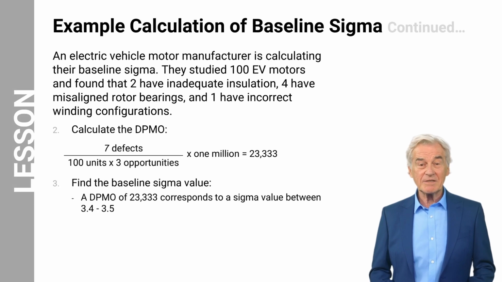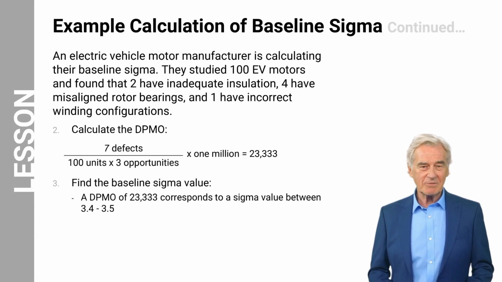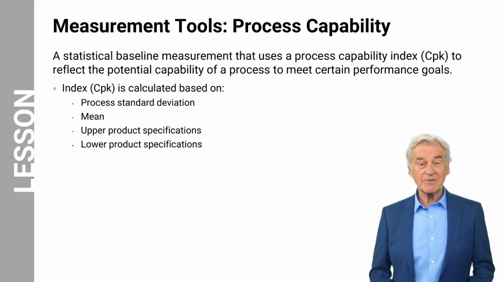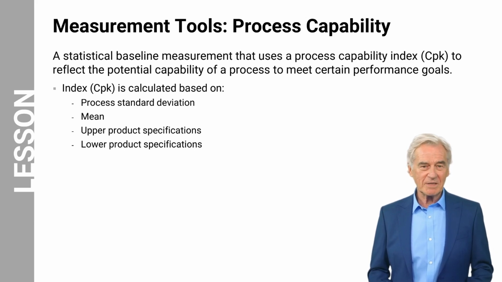First, let us calculate the defects per million using the standard equation. It turns out to be 23,333. Then, using the conversion table that we discussed earlier, we find that this value corresponds to a baseline sigma value between 3.4 and 3.5. Achieving performance at the Six Sigma level means that there would be only 3.4 defective parts per million produced.